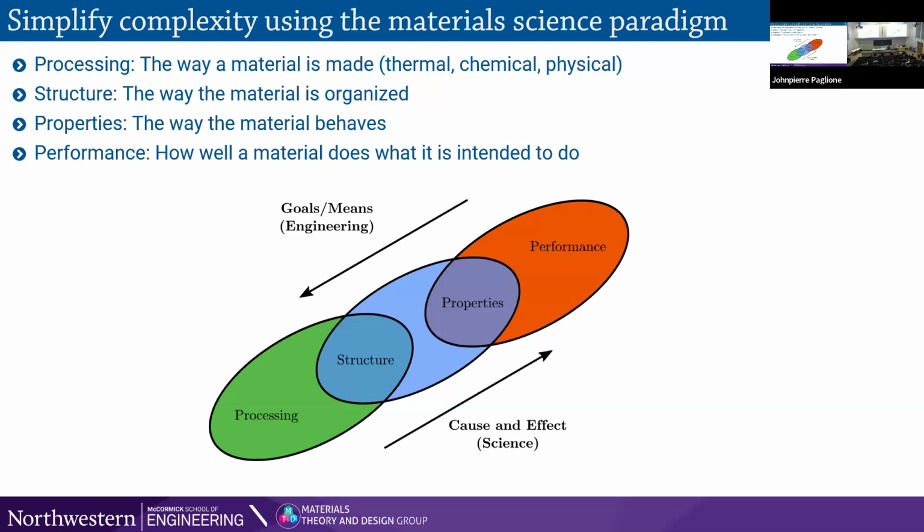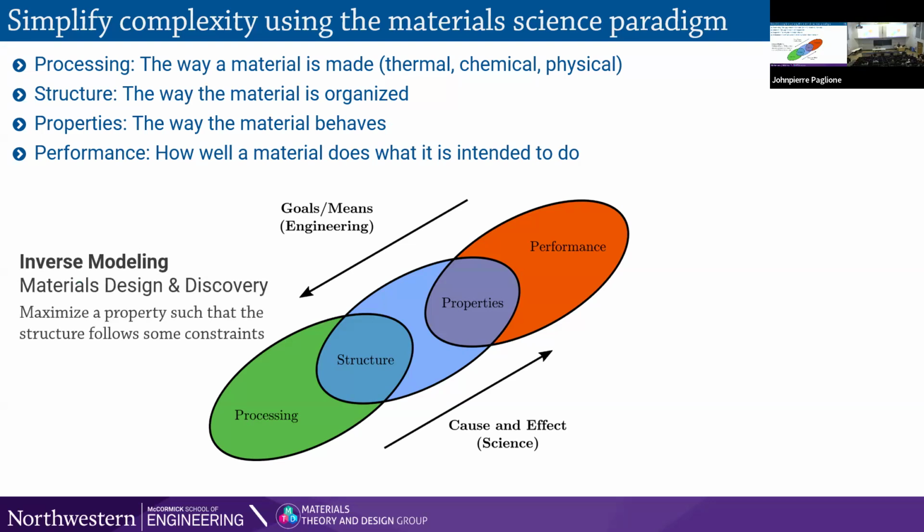So do I have grain boundaries? Do I have twin domains, et cetera? So we have to ask the question, am I designing the material at the atomic scale? Am I designing it at the microstructural scale, or so on? Properties, straightforward, this is the way the material behaves. And then performance, how well does the material do what it's intended to do in a given application?